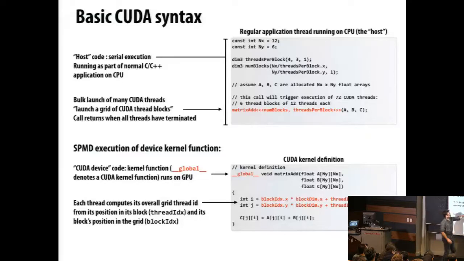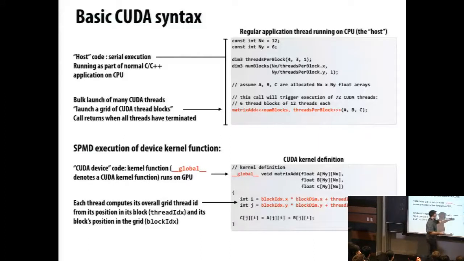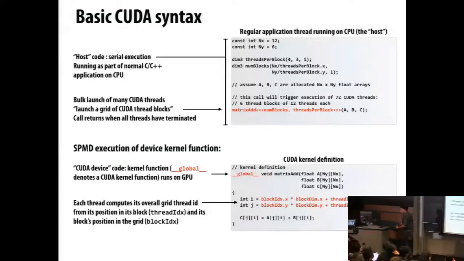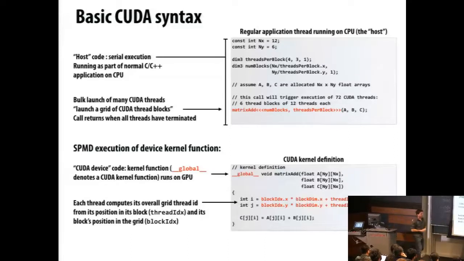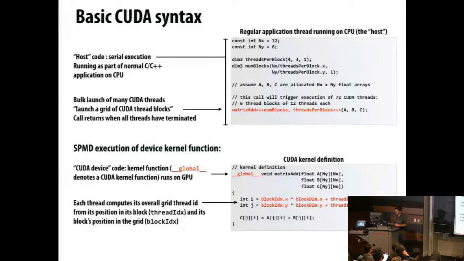So this code says we're going to run matrix add. We're going to launch a bunch of CUDA threads. We're going to organize them into 4x3 thread blocks, and we're going to launch 6 of those blocks. Every one of those threads is going to run this code. If this seems like ISPC, that's absolutely correct. In fact, it went the other way: this existed first, and then the ISPC guys used these ideas for CPU programming as well.